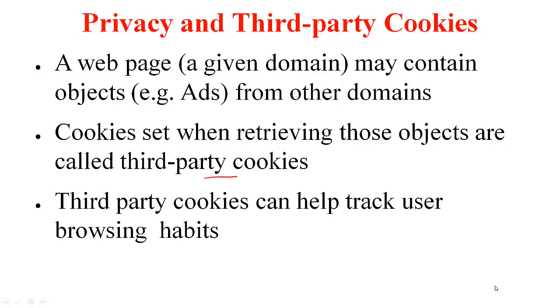A given web page for a given domain may contain objects from other domains, for example, advertisements. Now, when you try to display this web page of a given domain, you will also contact these other domains to retrieve the ads, and as a part of it, you can set cookies related to these other domains. Those are called third-party cookies. And how do they track user browsing habits? Let me give an example.